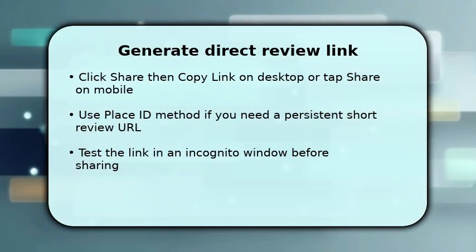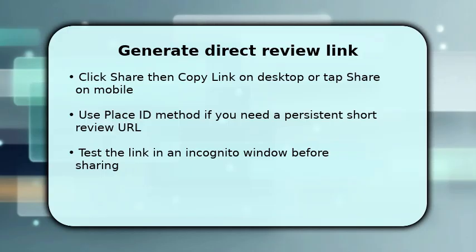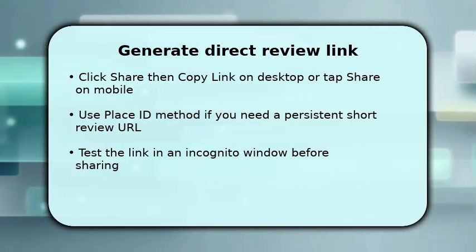Now you generate the direct review link. On desktop, click Share and Copy link. On mobile, use Share then Copy. If you need a more controlled URL, get the place ID via Google's Place ID Finder and append it to the review URI format to create a persistent review intent link.